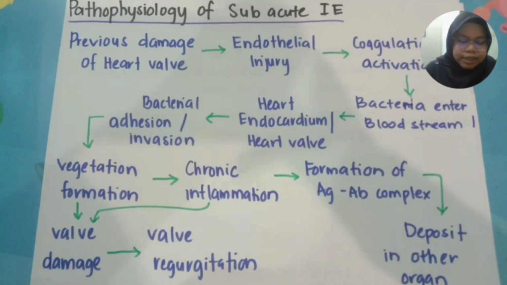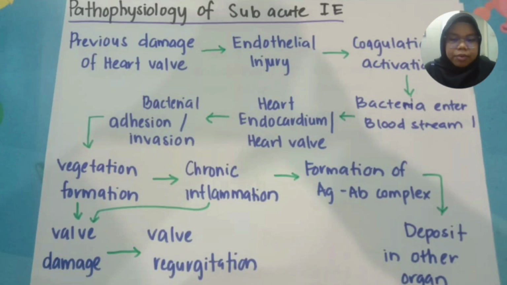So when the bacteria enter the bloodstream through several routes of infection, like using or sharing an infected IV catheter, the bacteria will travel in the blood circulation and go to the heart, specifically at the endocardium or heart valve. So this will cause bacterial adhesion and invasion and lead to vegetation formation, but a slow, progressive vegetation.